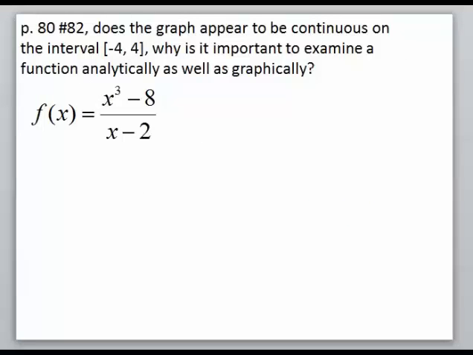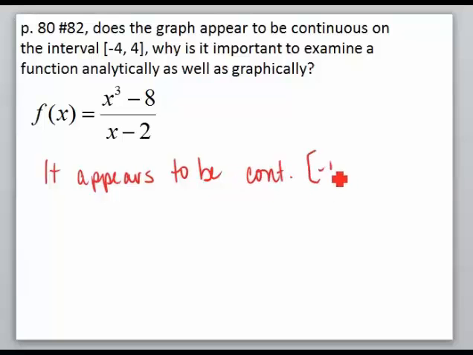Alright, and the next problem says, does the graph appear to be continuous from -4 to 4? Now, you would be using your graphing calculator to do that. I'm just going to talk about it. You should put it in your graphing calculator, and this is something we can discuss further in class. When you put this in your graphing calculator, you're just supposed to look at it and say, yeah, it looks like it's continuous everywhere. So that's what I would write. It appears to be continuous from -4 to 4.